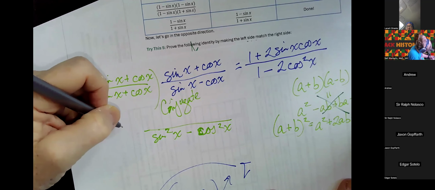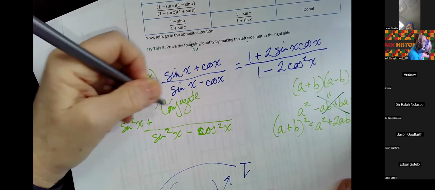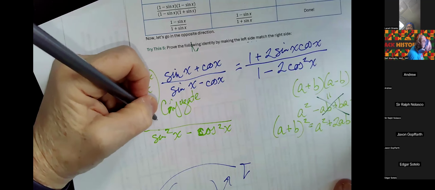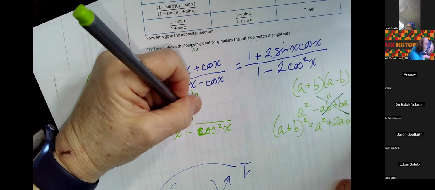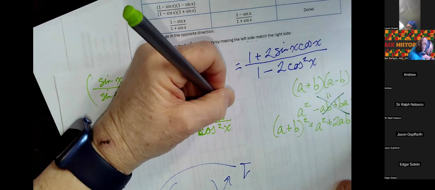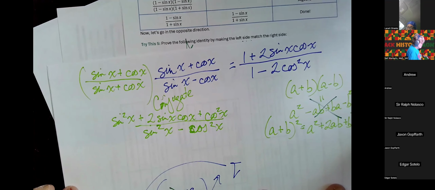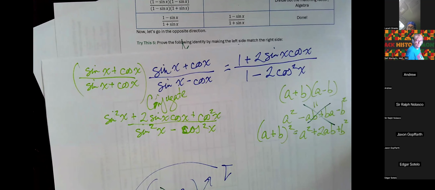So it'd be sine x squared plus 2 sine x times cosine x, plus cosine x squared. Excellent. It's always important to take a gander back at the goal after each little step so that you can see what you already have and what you still need to fix.